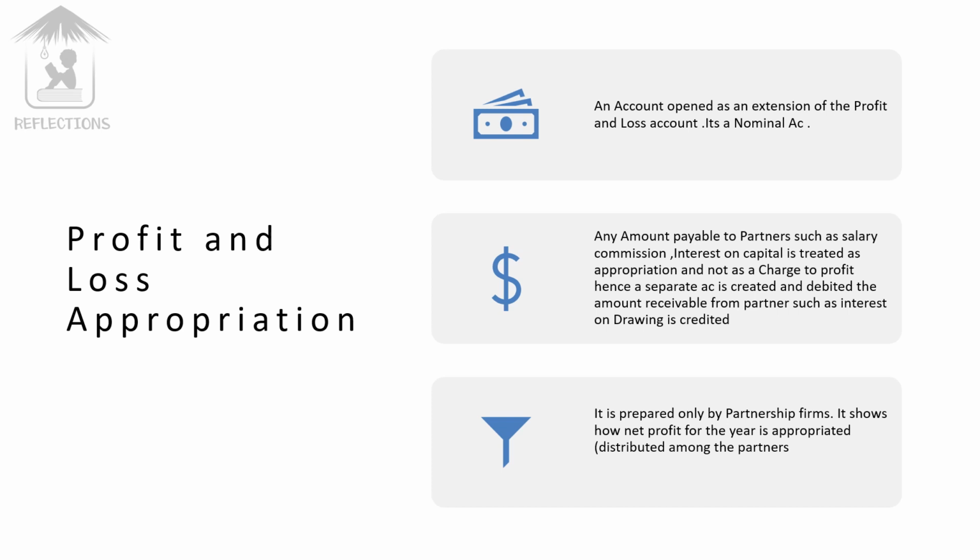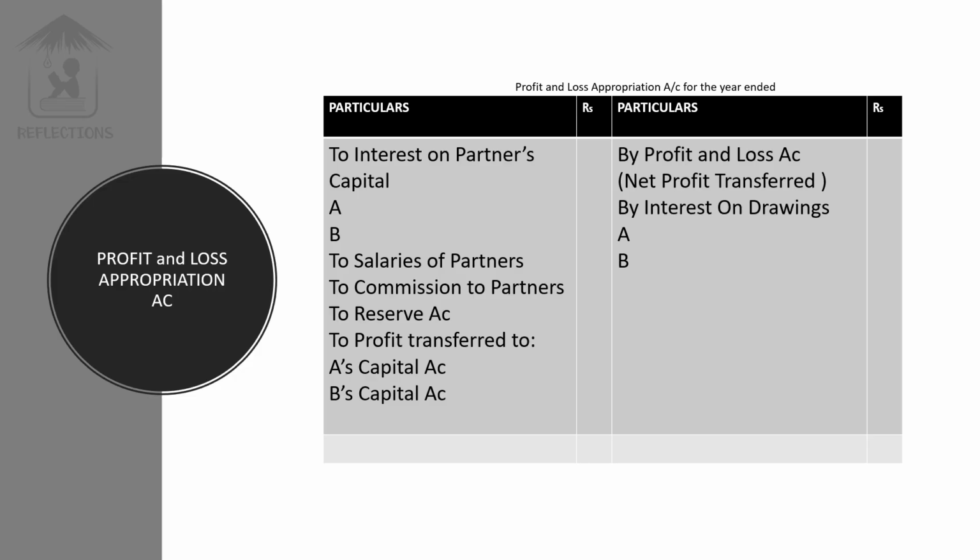But these are appropriation and adjustment after the profit is found out. So we prepare a separate account called profit and loss appropriation account to do this. It's only prepared by the partnership firms. It clearly shows how net profit is appropriated, meaning to say distributed amongst the partners. So this is the format of a profit and loss appropriation account.